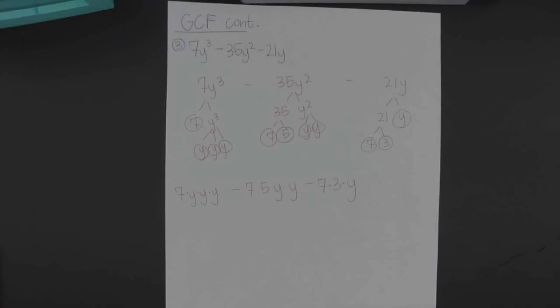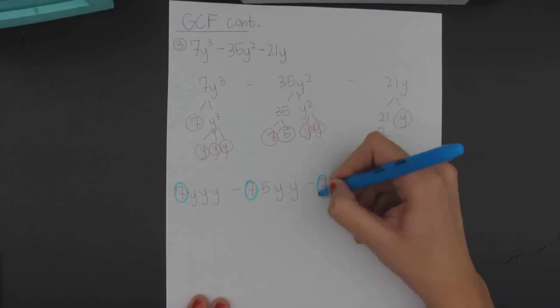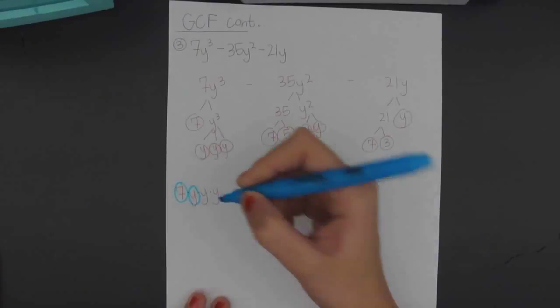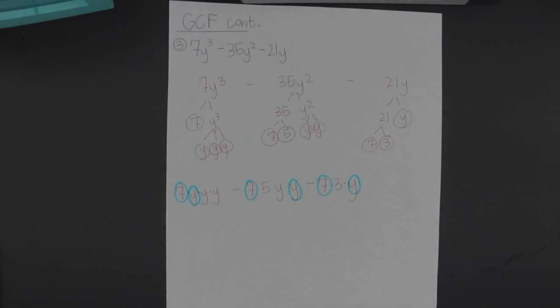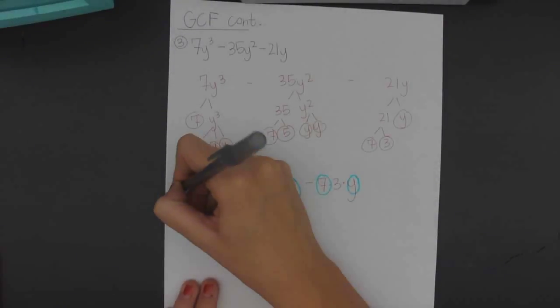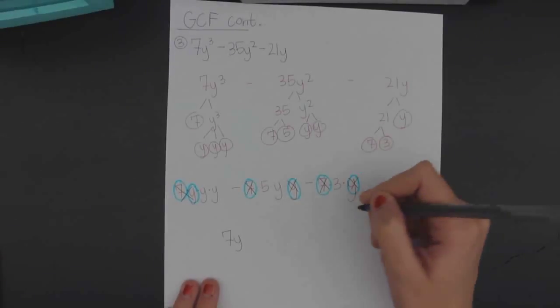I want to pull out everything they have in common. So I see a 7 in all of them. And I also see 1y. Okay? Because 7 times y is 7y, that is what I am pulling out. And now I'm essentially ignoring those ones that I just pulled out.